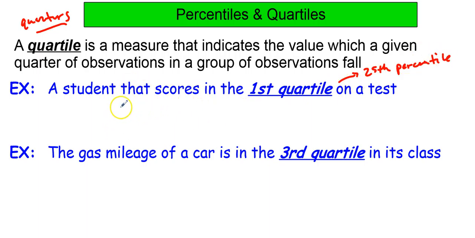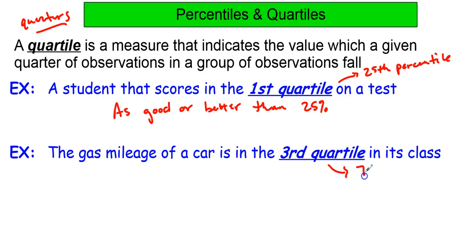Meaning that this student has scored as good or better than 25% of test takers. All right, same example down here, but now we're looking at the third quartile. The third quartile corresponds to the 75th percentile. And again, hopefully you get the idea now. You're as good or better than 75% of the data.